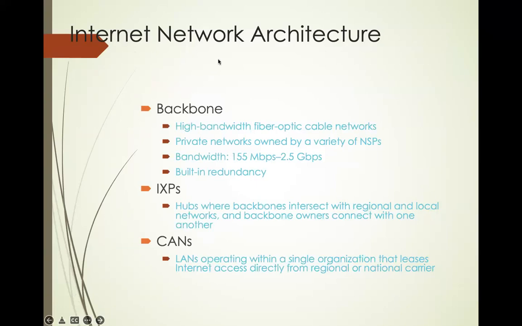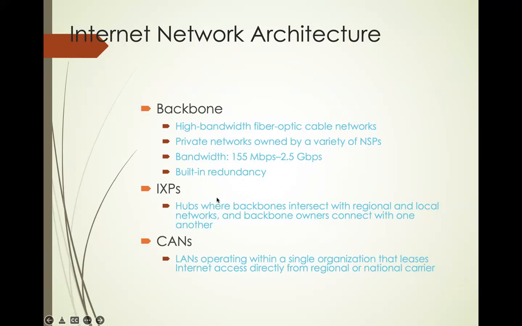So the next thing, for the internet network architecture, we have backbone, IXP and CANs. For the backbone in each country, we have high bandwidth fiber optic cable networks, private networks that are owned by a variety of national network service providers. For example, if you would like to rent a private network, you can contact the big network service provider in the country to connect your server to the backbone as well.